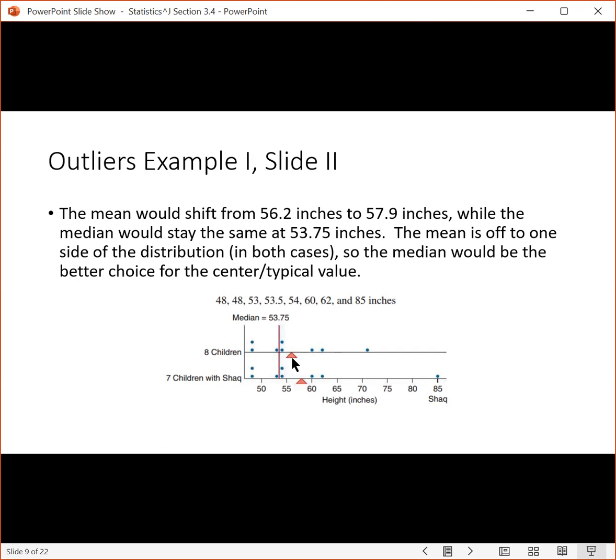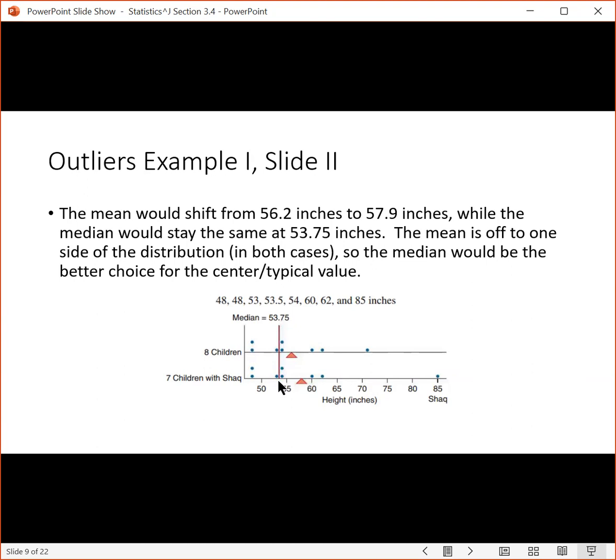So here's the mean for the regular 8 children, right where that red fulcrum is. And if you go through and add Shaquille O'Neal, then it shifts over to 57.9 inches. So the mean moves as we move the outlier further and further away from the rest of the distribution. Meanwhile, the median is completely unaffected, right?